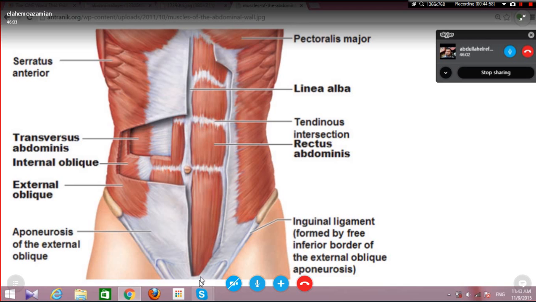And from below, where do you get this artery from? You have inferior epigastric. So in the rectus sheath, we have rectus abdominis and superior and inferior epigastric vessels, arteries and veins. Okay? Now look here.